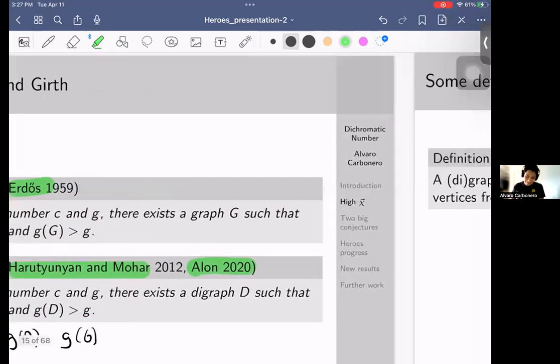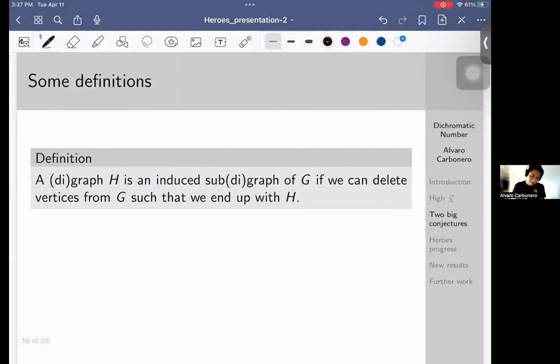All right, but let's go to the next slide. So now we're going to talk about the two big conjectures, because these results are just saying, okay, the dichromatic number is interesting, but what can we do with it? We're going to split the field into two conjectures, and for them, we need some definitions. In particular, the most important one that we need is for induced subgraphs. So a digraph H is an induced subgraph of G if we can delete vertices from G and end up with H.